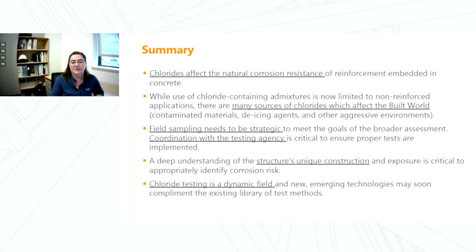So we want to make sure we leave some time for questions, but we also know that we threw a lot of information at you in a little less than an hour. So we want to give you a little bit of a summary here of some of the key points and key takeaways. We want you to remember that chlorides will affect the corrosion resistance of your reinforcement, that they can cause that corrosion. And there are many, many sources of chlorides that will affect the built world. They're not just in chloride-containing admixtures. They can be internal and external sources.